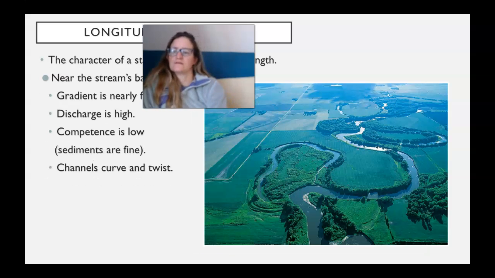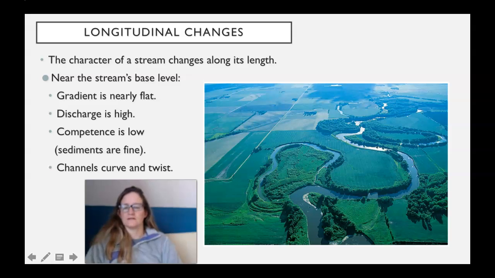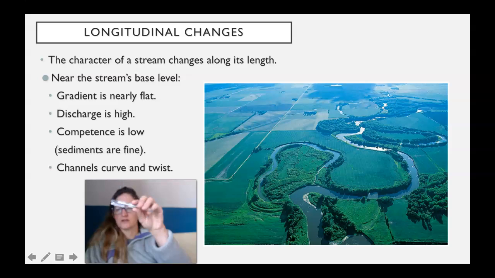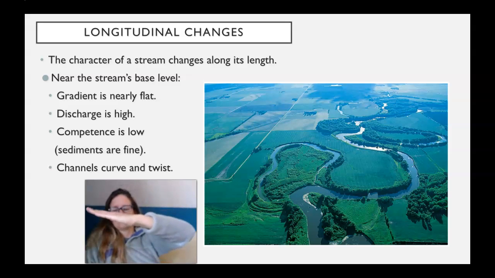Further downstream, near base level, the stream here is meandering. The gradient is nearly flat. There's really not a perceivable slope change in this image. The discharge is going to be relatively high because at this point the watershed is huge in the downstream location. The competency is going to be fairly low because that gradient isn't very high.